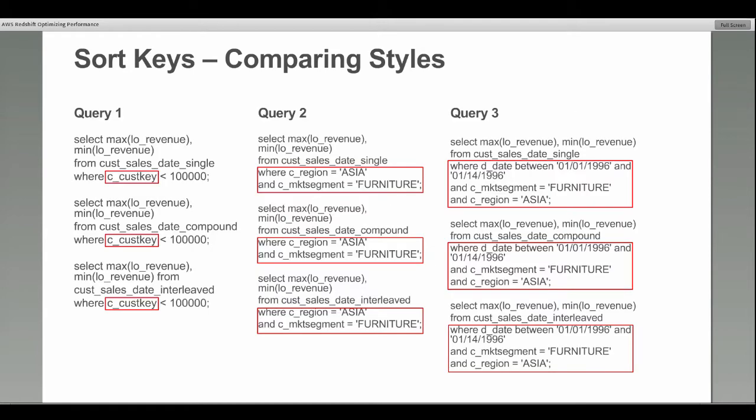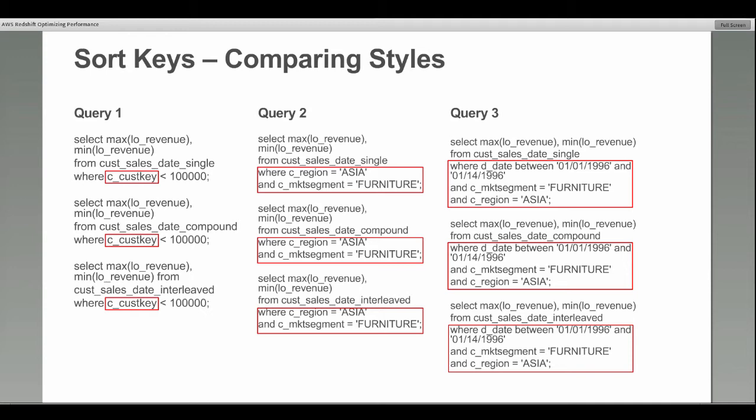And in the next example, I'm going to run queries against all 3 different table types. Query 1, I ran 3 times against each table type: the single, the compound, the interleaved. Query 2, I'm going to run against all 3 tables again, but in this situation, the second column and the third column are in my filter. And in query 3, I'm going to run it against all 3 tables, but in this case, column 3 is my first filter and column 2 is my second filter.